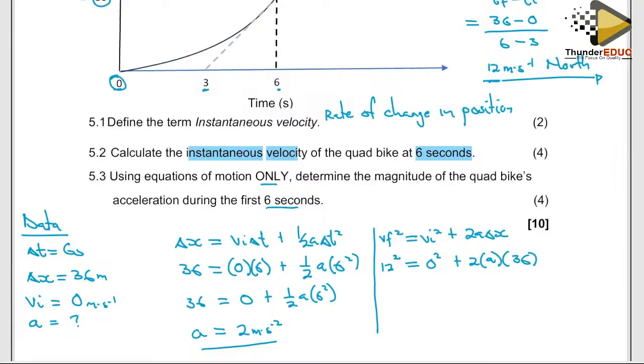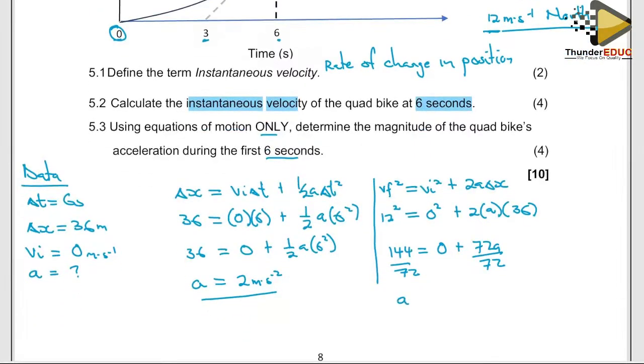So if you manipulate this one, you are supposed to get the same value, which is 144 equivalent to 0 plus 2 times a, which is 2a multiplied by 36, which is 72. So we're going to have 72a. Therefore, we divide both sides by 72. 144 divided by 72 is equivalent to a value of 2. So I'm going to get the same answer, which is 2 meters per square second.